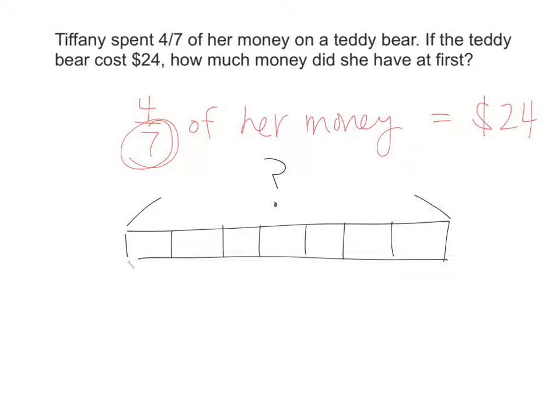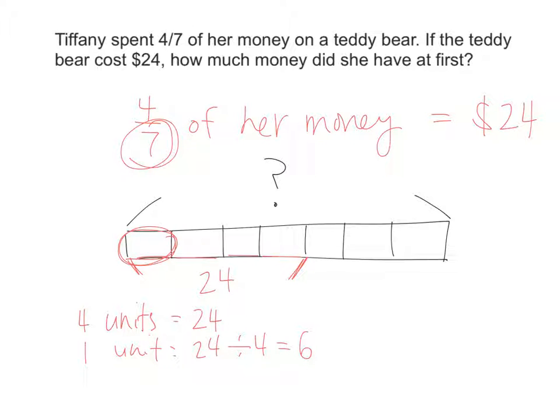And we know that how many of those sevenths equals 24? 4. So I can count out 1, 2, 3, 4 sevenths. And that's $24. So how many units equals 24? 4. So I can write 4 units equals 24. So therefore 1 unit is how much? Is 24 divided by 4, which is? $6. So if I know that 1 unit here is $6, how many units is it in the entire whole? 7.